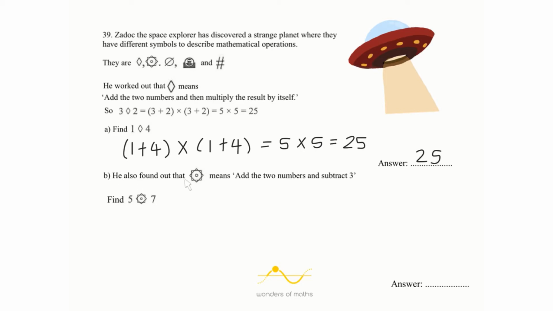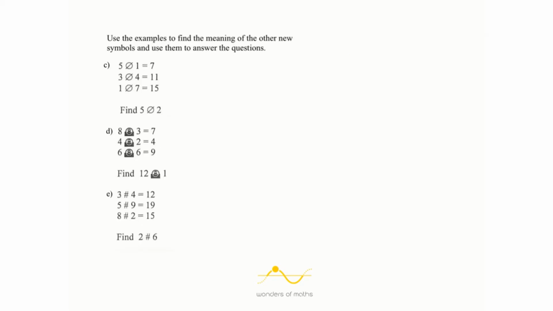He also found out that this symbol means add the two numbers and then subtract 3. We need to use the numbers 5 and 7. So for this, what we need to do is add 5 plus 7 to get 12, and then 12 subtract 3 to get 9. And so our final answer for this part is 9. Let's move on to part 3.